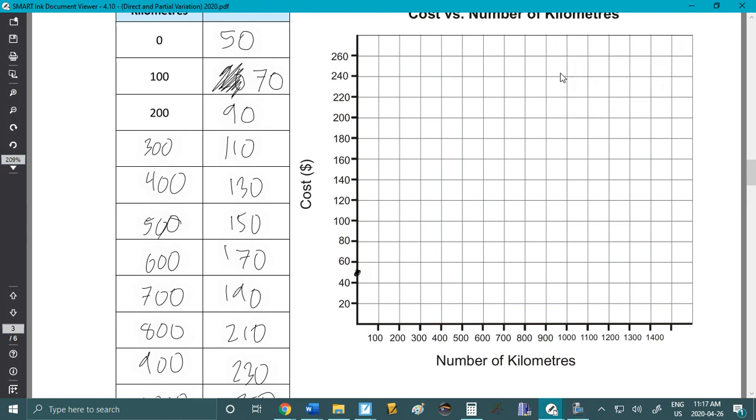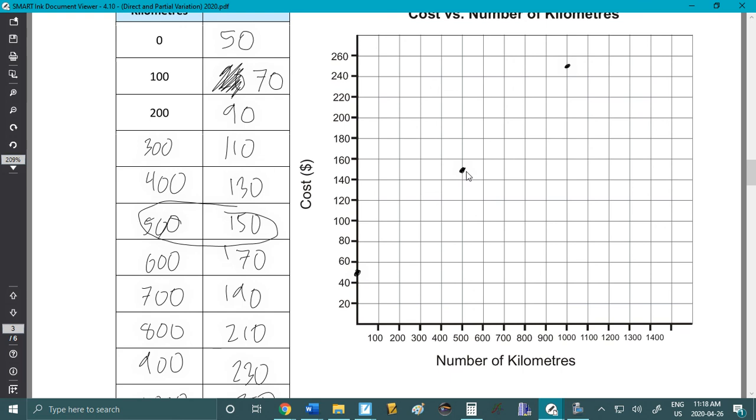240, 250 is here. So here's one more point. So you could just go like this and draw the line through there. But I always encourage people to get a third point just to be sure. So 500 kilometers, I take the middle point, 500 and 150. There it is.